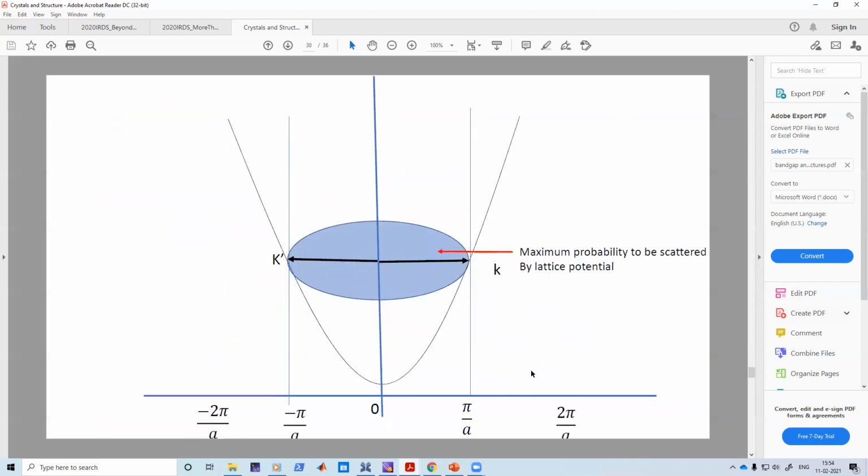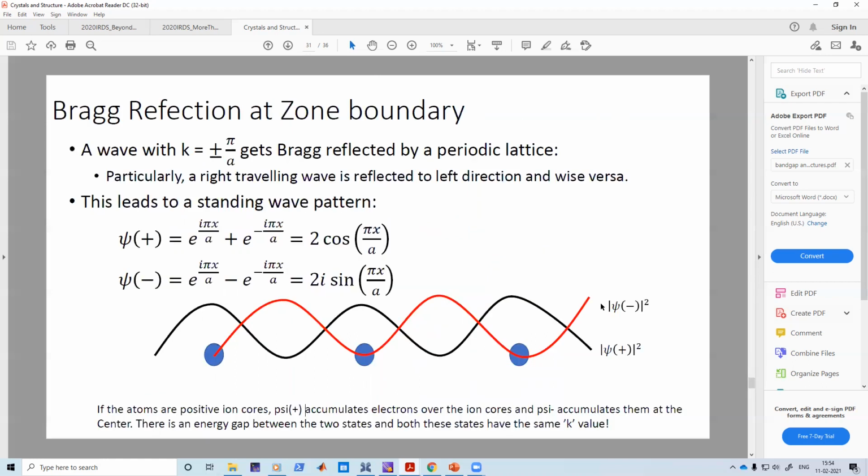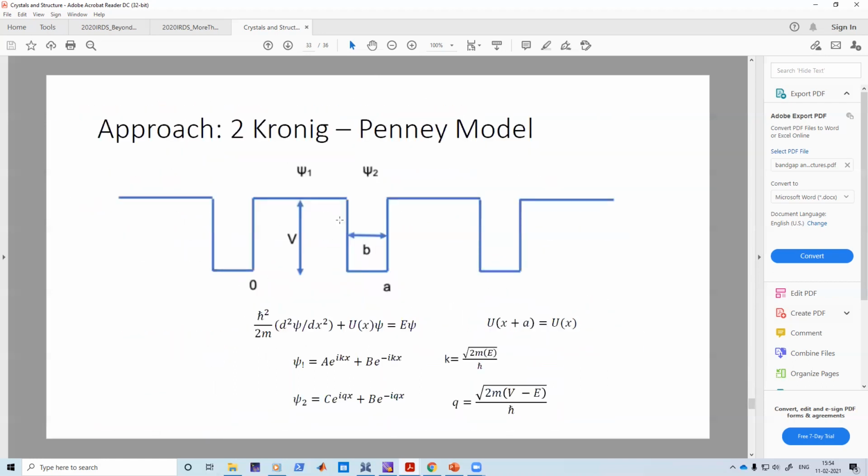It's called a zone boundary because this is where the Brillouin zone ends. You typically draw the Brillouin zone as perpendicular bisectors to the reciprocal lattice vectors, right? So with this, we also showed that you can prove the existence of a band gap in two ways. The second one is the Kronig-Penney model.